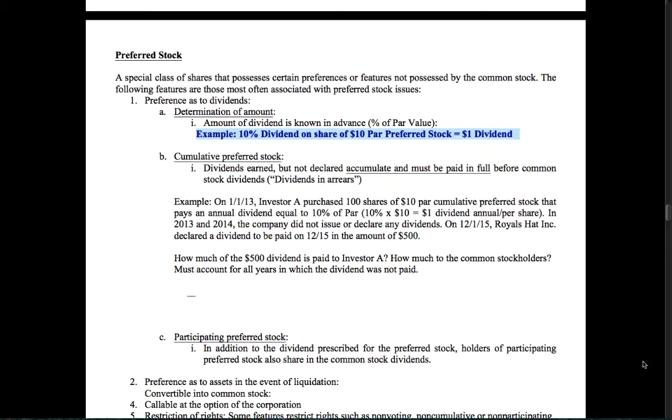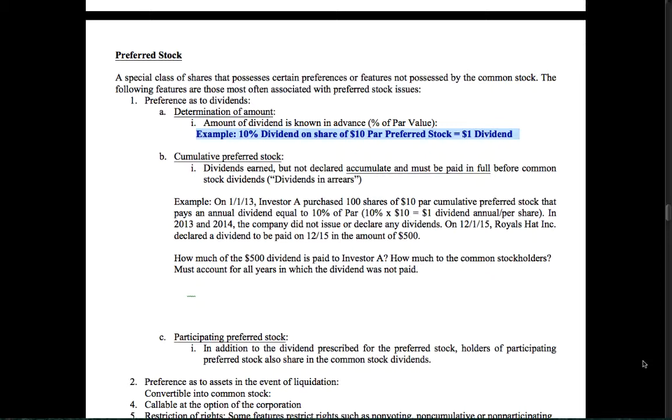The next one here regarding the preferences to dividends is cumulative preferred stock. And what this is, dividends earned but not declared accumulate and must be paid in full before common stock dividends, also referred to as dividends in arrears. What this essentially means is that if you own cumulative preferred stock, any dividends that are paid, you must be paid your rightful amount before any other dividends are paid to common stockholders.